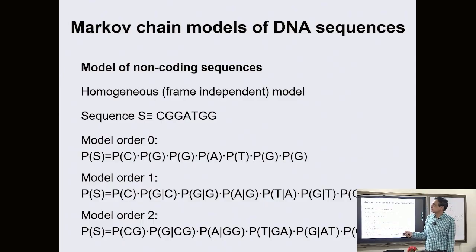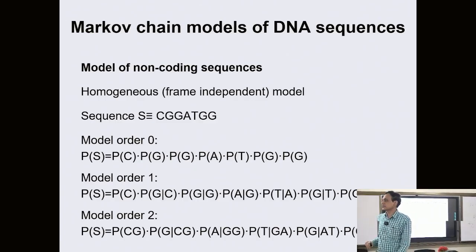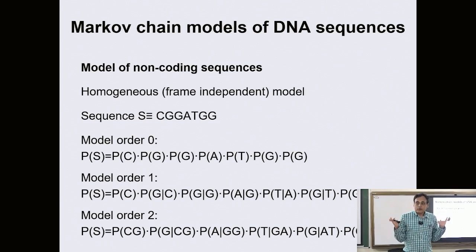So the probability of starting in CG, the dinucleotide CG, and then making a transition to G. So probability of starting in CG and then making a transition to G would be indicated by probability of G given CG, and then probability of A given GG, and so on, and finally probability of G given TG. So you can thus model a non-coding sequence using a homogeneous Markov chain model.